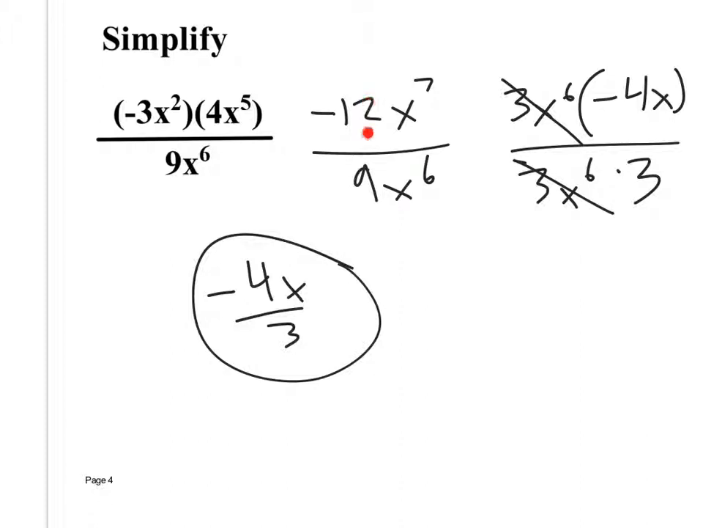Right? I could reduce both these by 3, to get the negative 4 over 3. And what could I take out of x to the 7th and x to the 6th? X to the 6th. So I'm left with x. Okay? So you might have to do this a few times until you get the hang of it. But eventually, you'll be able to just look and see, hey, what can I take out of it?